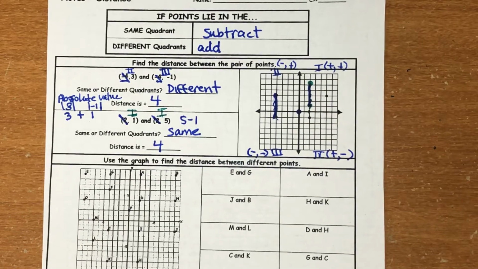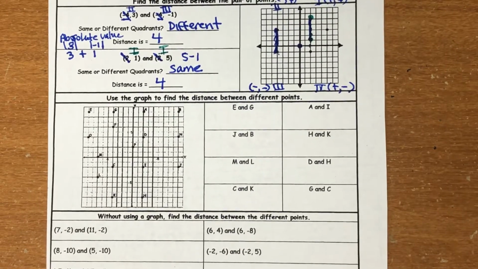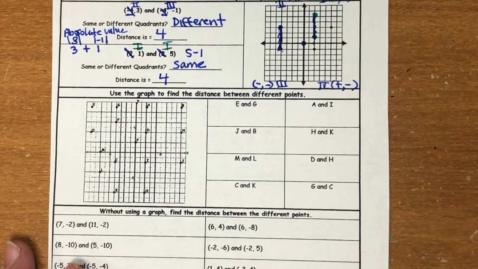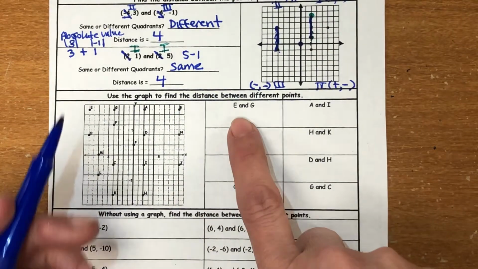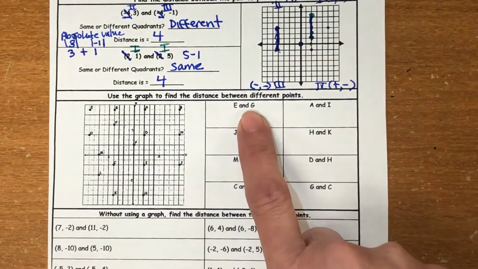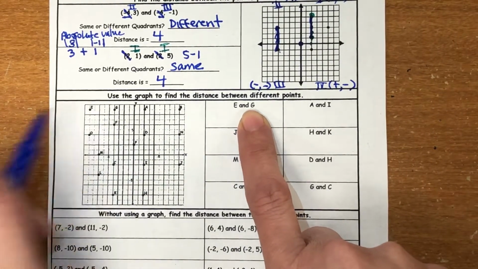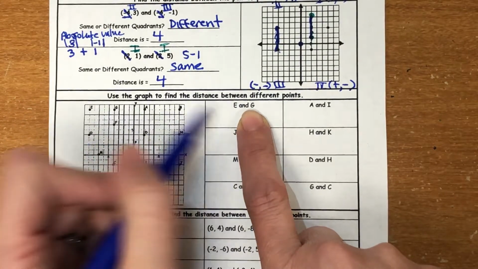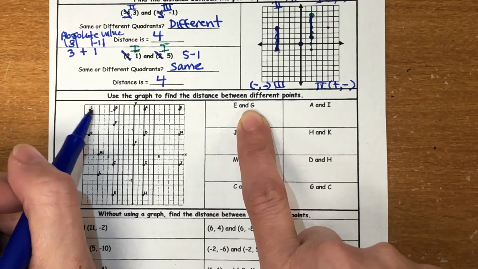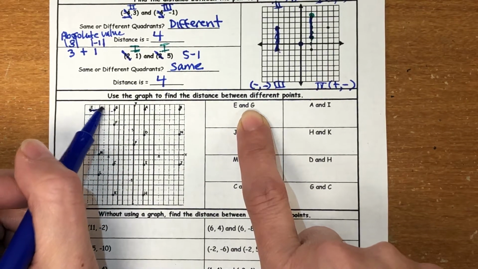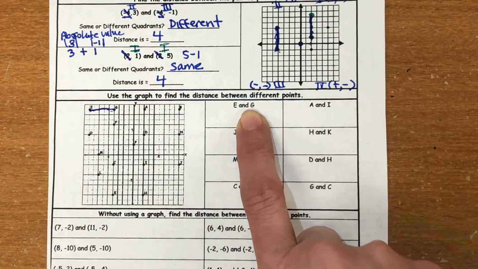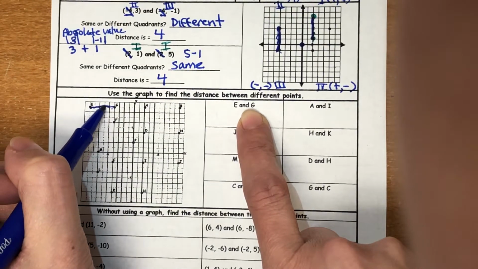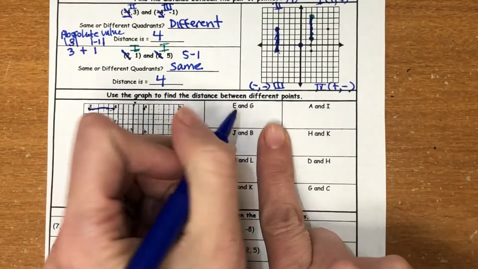So then the next part is use the graph to find the distance between two different points. Now this is pretty easy because all you got to do is find the two points, so E and G, and just count the units. That's all you're doing, really. So you can do this by yourself because E and G, here's E and here's G. You're just going to count how many between, 1, 2, 3, 4, and 5. If I can see that closely, it should be about 5 units. So the distance between E and G is 5, and that's all I got to do.